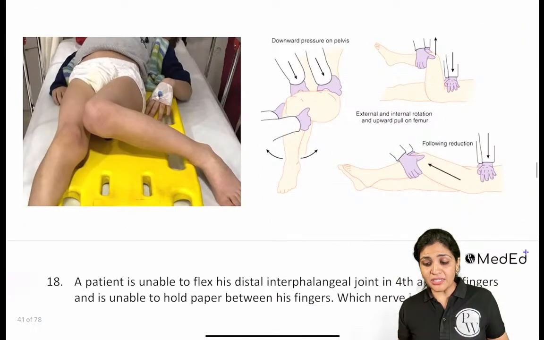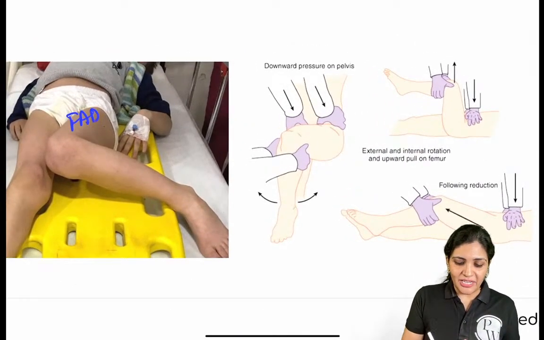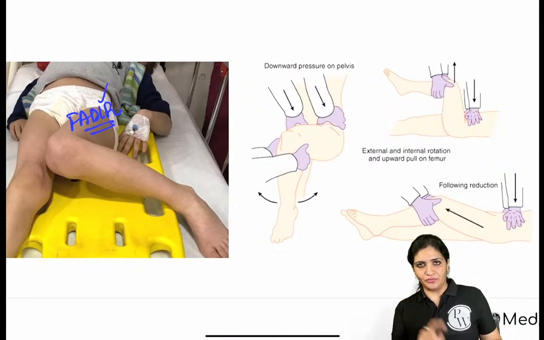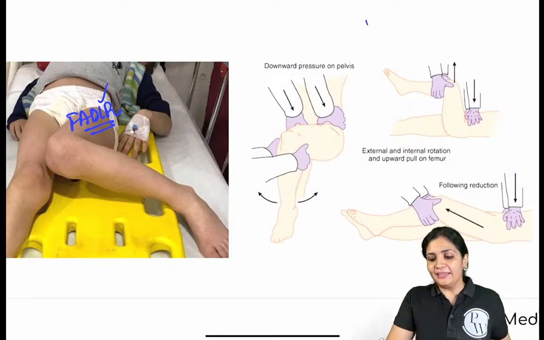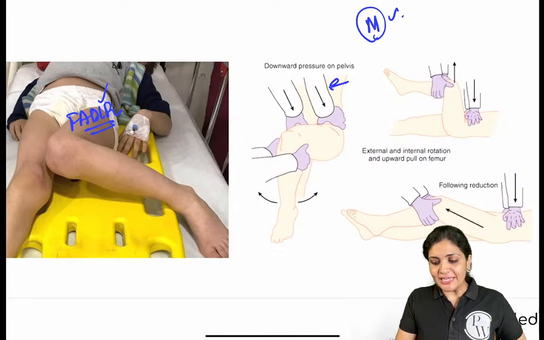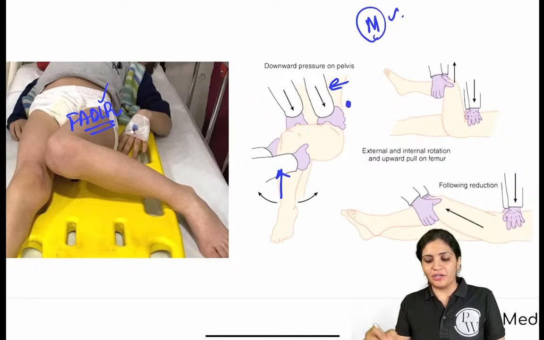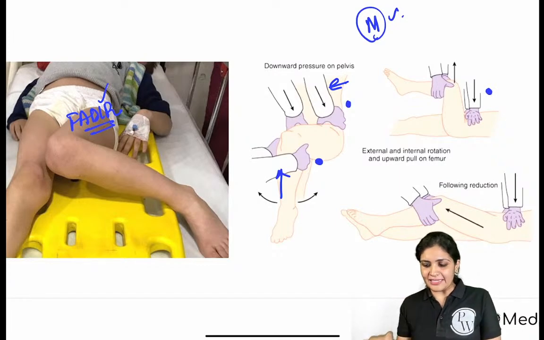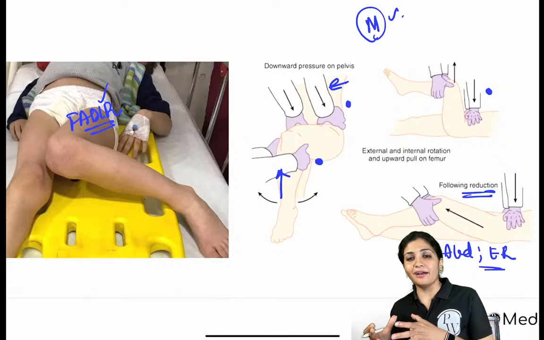There are certain maneuvers you have to follow to do this closed reduction. Recall the attitude of the posterior dislocation of the hip: flexion, adduction and internal rotation, very classical for posterior dislocation. Now you take the help of an assistant. The assistant will give pressure downwards, which is the counter traction. Now you do traction and slightly rotate it internally and externally, and then you do abduction and external rotation. As you abduct and externally rotate, you hear a click sound.